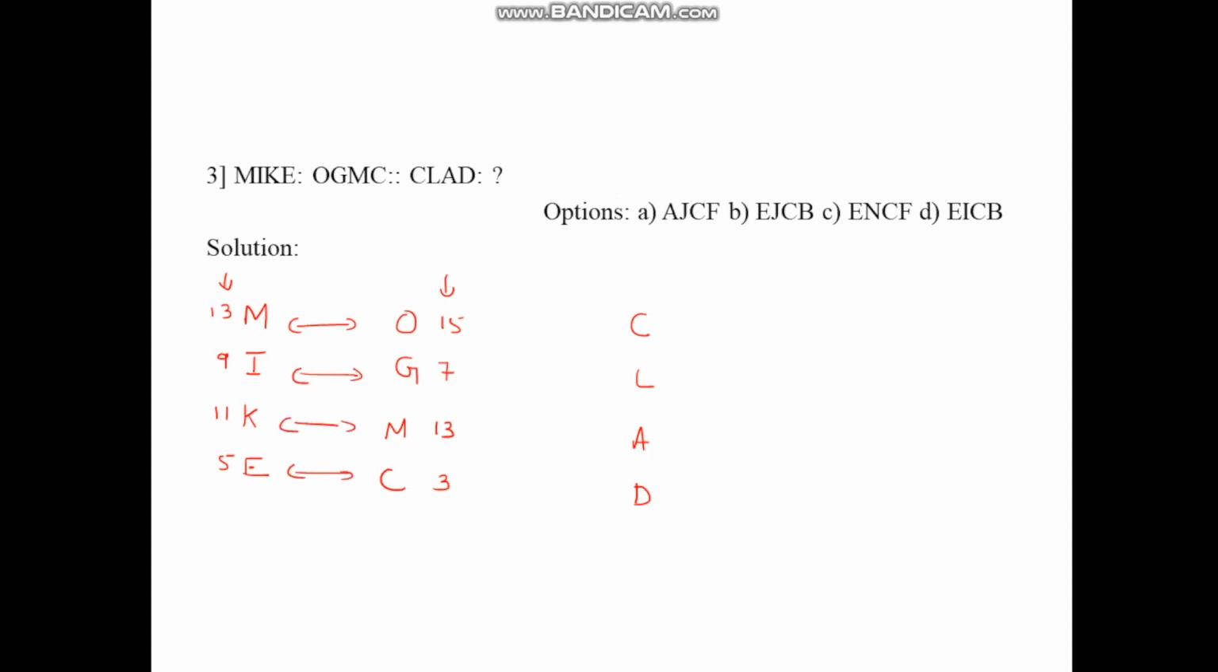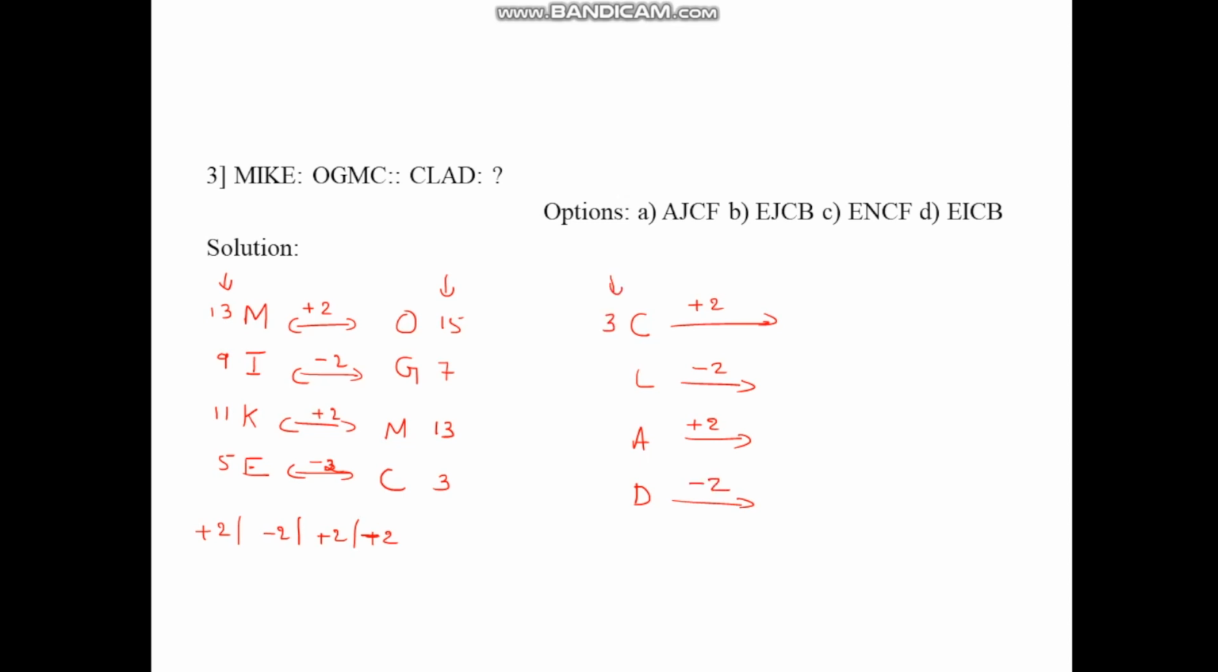13 plus 2 is 15, 9 minus 2 is 7, 11 plus 2 is 13, and 5 minus 2 is 3. It is in the order of plus 2, minus 2, plus 2, and minus 2. So you maintain a similar relation here. That is plus 2, here it is minus 2, it is plus 2, and here it is minus 2.